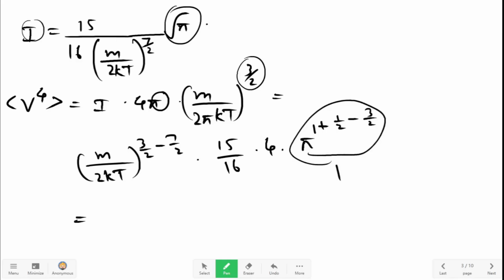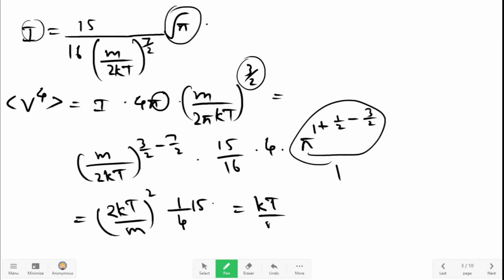Therefore the v raised to 4 expectation value is equal to m by 2 kt the whole raised to 3 by 2 minus 7 by 2, which is minus 2. So we can write it as 2 kt upon m the whole square. And then we have 4 by 16 is 1 by 4, and then there is a 15. This is equal to, 2 square and 4 cancel, so we have kt upon m the whole square times 15. This is the value of the v raised to 4 expectation value.